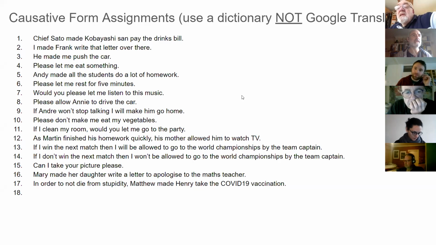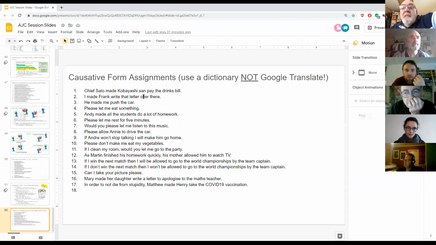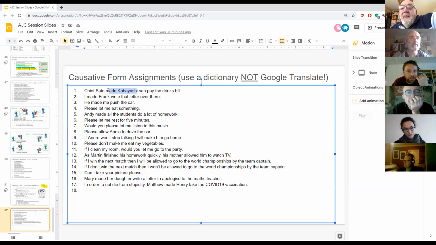Okay, I'm going to do an example. I'm going to do a hard one first. So yeah, I'm going to do this first one, but I'm going to change this slightly, just to make it slightly more difficult.